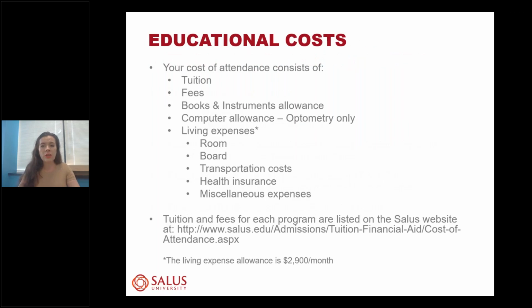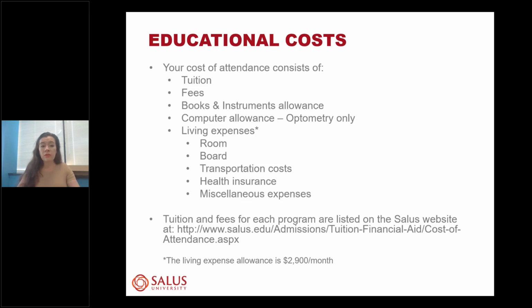Okay, so what are the educational costs that you can borrow for? Excellent question. Your cost of attendance consists of tuition, fees, books and instruments, so you can borrow for that. Computer allowance, only if you're an optometry student, because that is the only program that technically a computer is required for. If you have a computer of your own when you go into the program and you don't need a new one, you do not need to borrow for that, but you can borrow for that if you want. You wouldn't be buying that from the school.